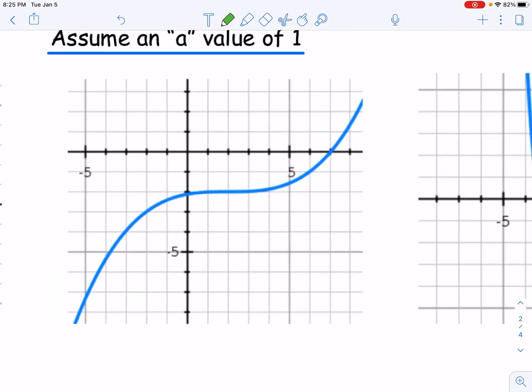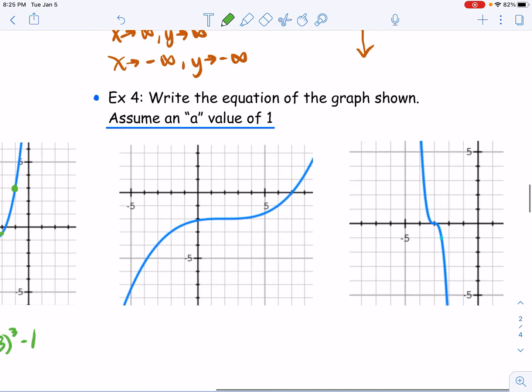Okay, the last two examples kind of switch it. Now they're saying assuming that this has an a value of 1. So that means if it's been stretched or compressed at all or reflected, it would have to be horizontally. Okay, again, I still want to locate that point of inflection first and some other good points on the graph so I can figure out how the pattern has been altered.